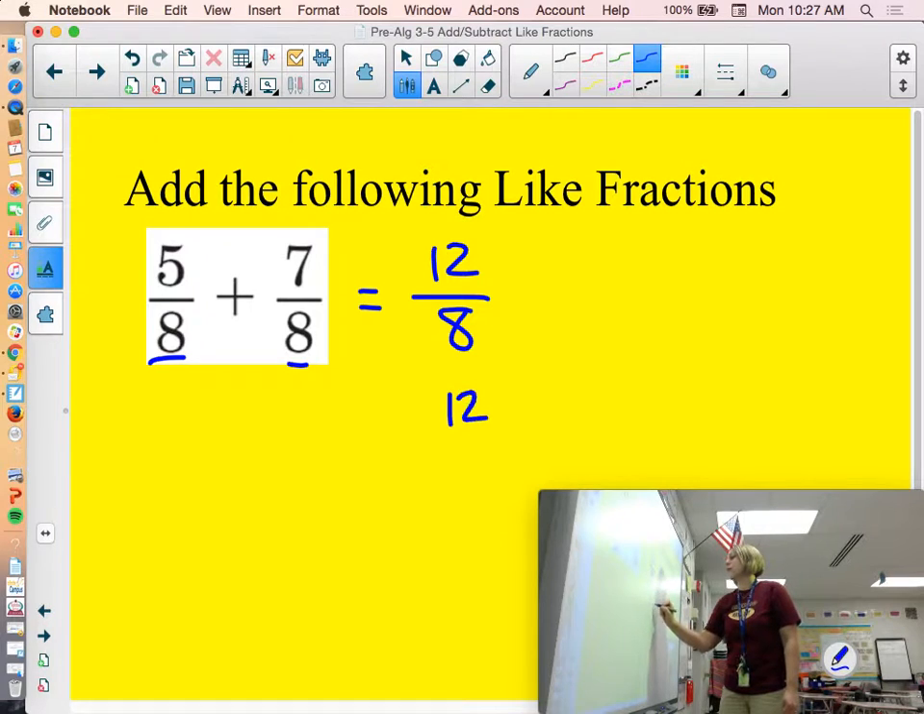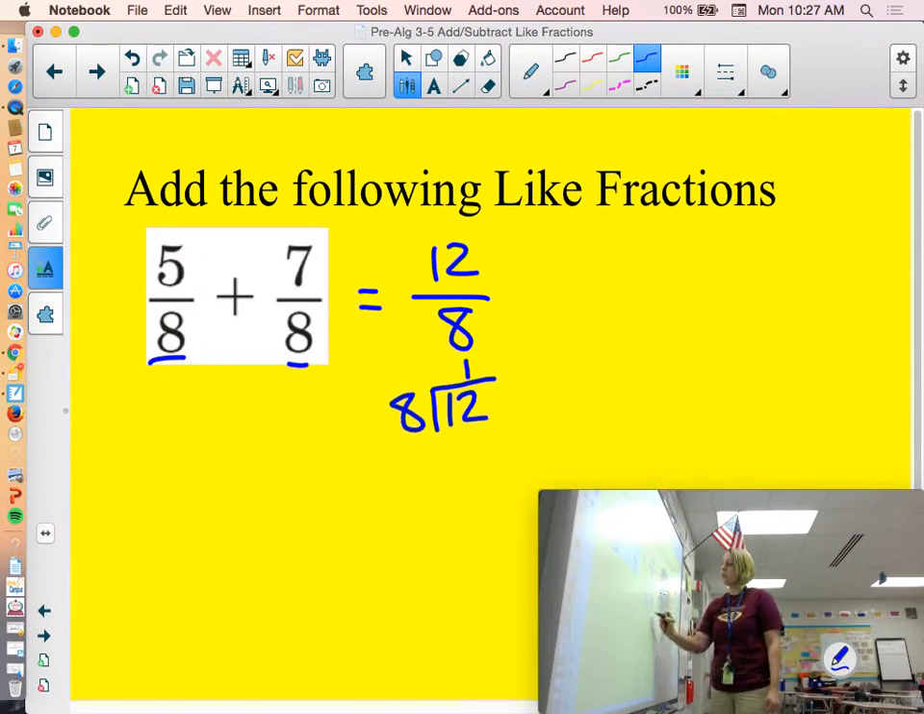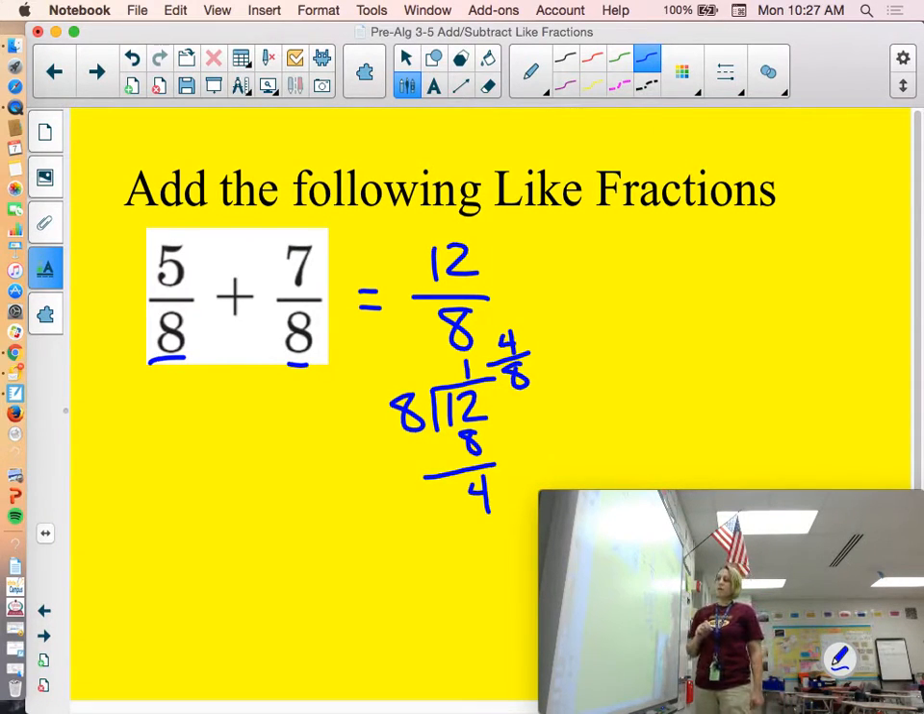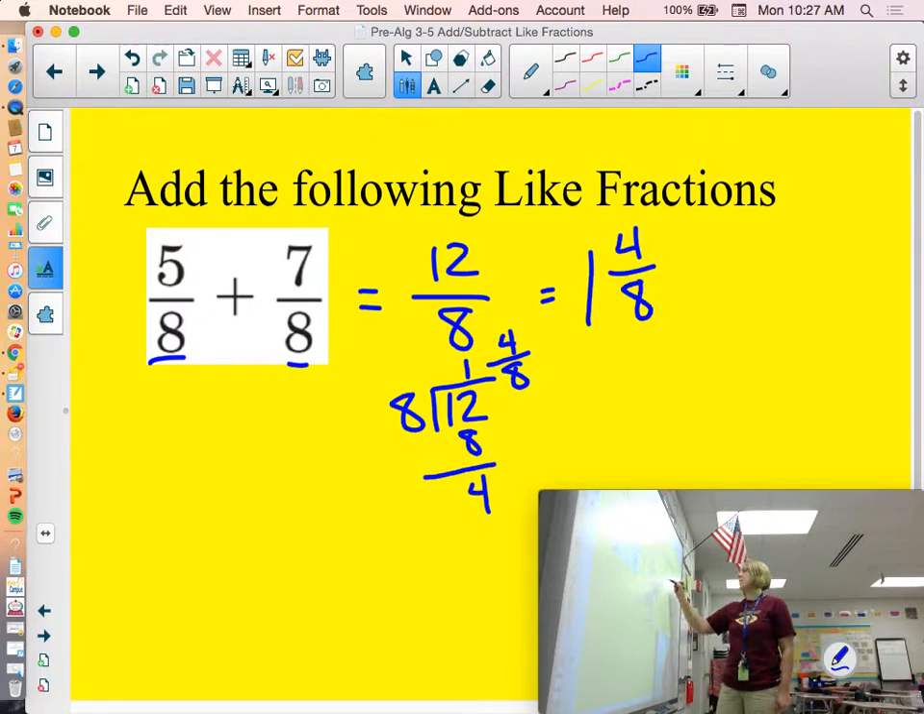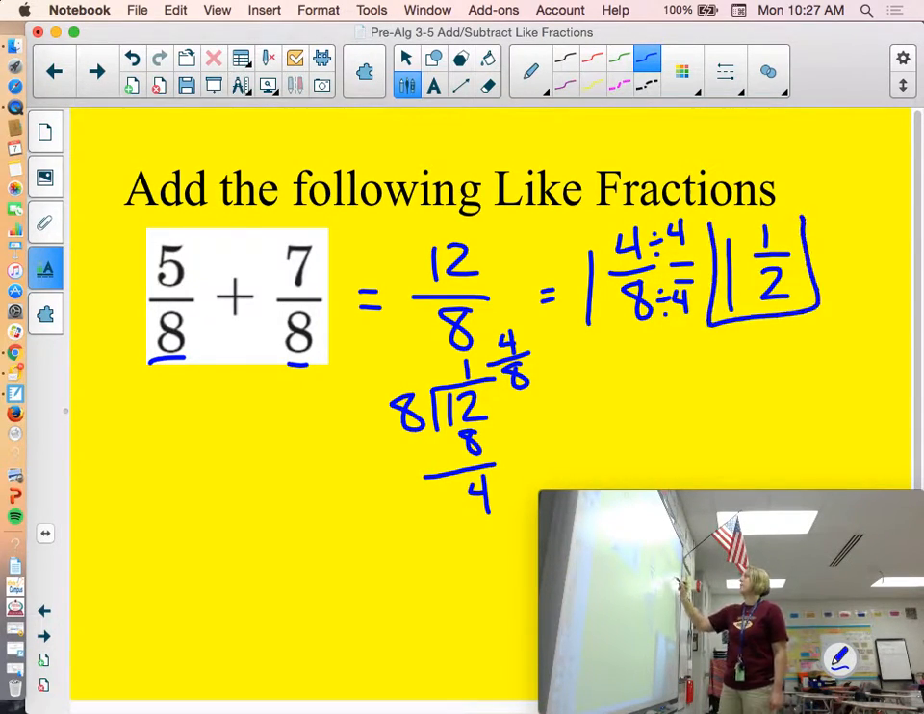You do 12 divided by 8, or just ask yourself, how many 8s are there in 12? There is 1, with 4 over 8 left over, but do not leave it like that. If you leave it 1 and 4/8, you'll get it wrong. You have to simplify. So to simplify, we divide by 4, divide by 4. We have 1 and 1/2 as our final answer.